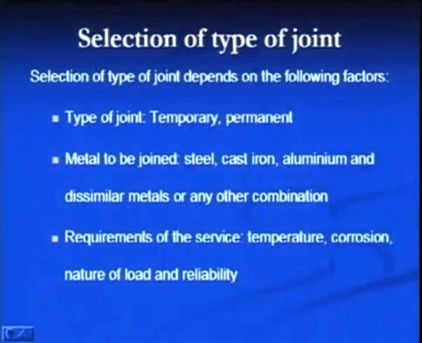In the selection of the joint, it is required to consider the temperature conditions, the corrosion environment, the nature of the load and the reliability required for a given service before considering the type of the joint. Here, regarding service requirements like temperature, some of the joints behave in a very undesired manner, like very low toughness is noticed in the welded joints, and they perform poorly also in the corrosive environment.